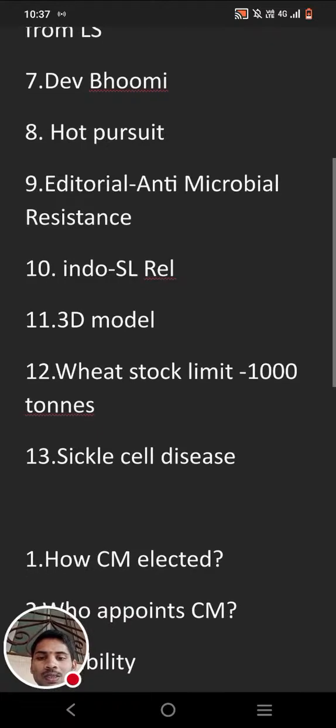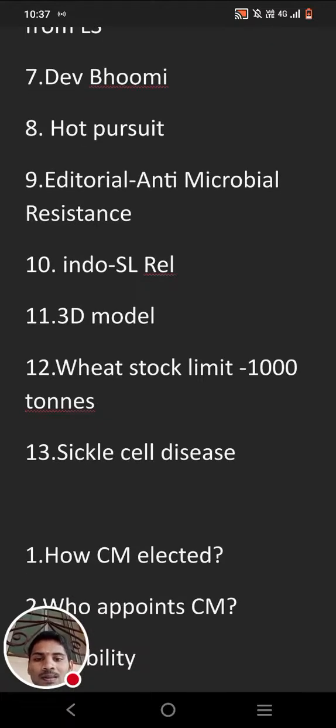Now we have another news item: sickle cell disease. This has been asked in this year's prelims. Sickle cell disease affects tribal people. It is genetically inherited from parents to children, and it affects the absorption of oxygen by red blood cells. Regarding this, I request you all to follow the National Mission for Elimination of Sickle Cell Anemia. Follow the government schemes by going through the official health ministry website.